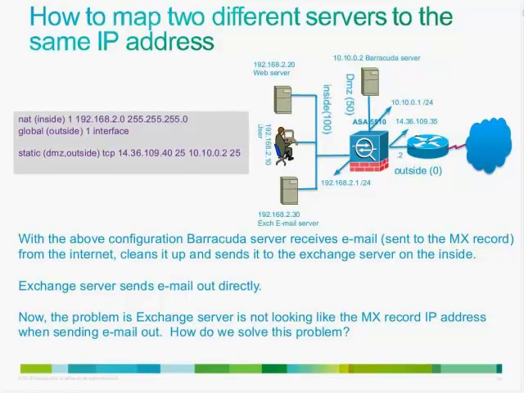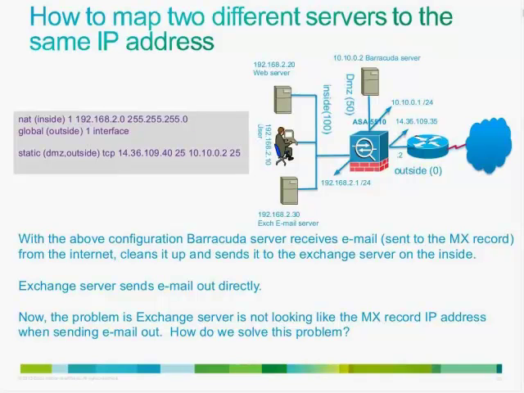But notice how the Exchange server is going to send email. It's going to look like the outside interface IP address, just like everybody else on the inside when it sends email to the internet. Now, as you can see, the static NAT PAT here that is configured for the Barracuda server is getting translated to the MX record, which is the mail exchange record for this customer's domain. But then when Exchange sends it out, it looks like the IP address of the ASA on the outside, and that is not the MX record for this customer's domain.